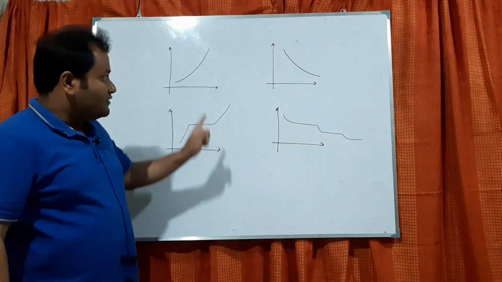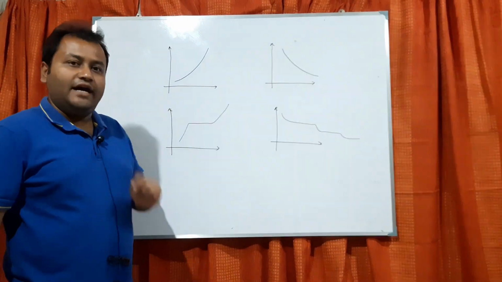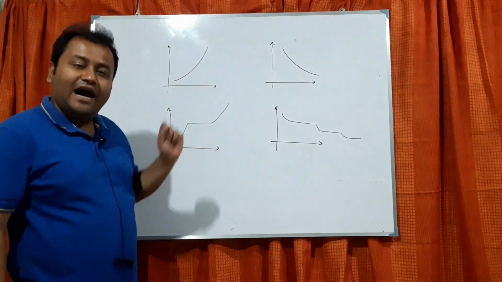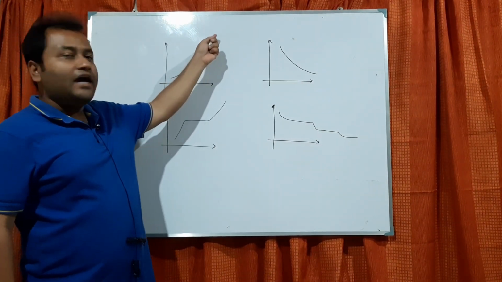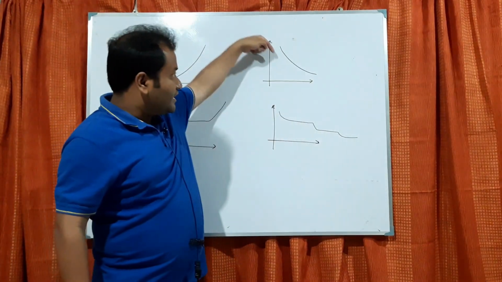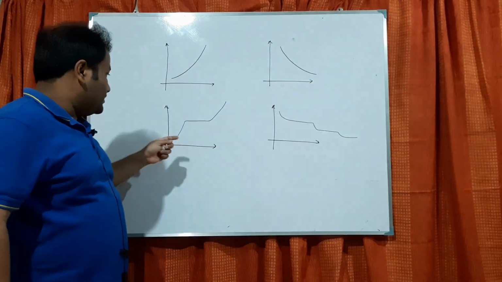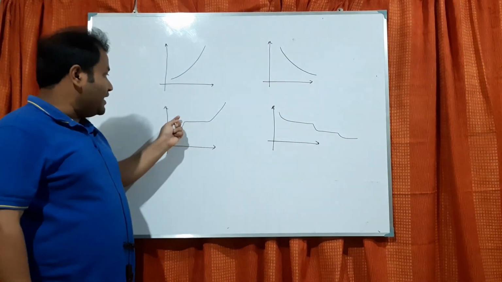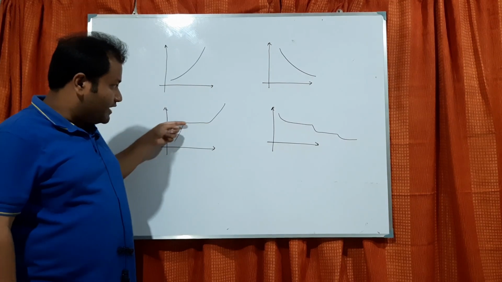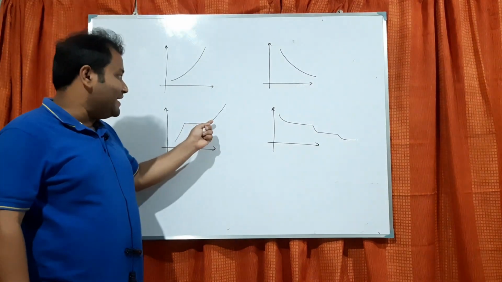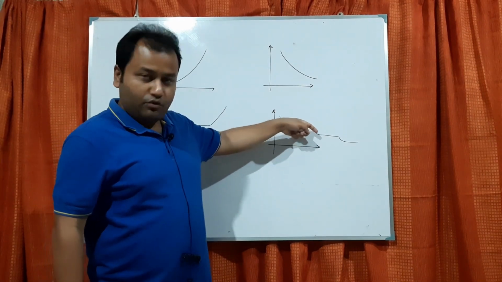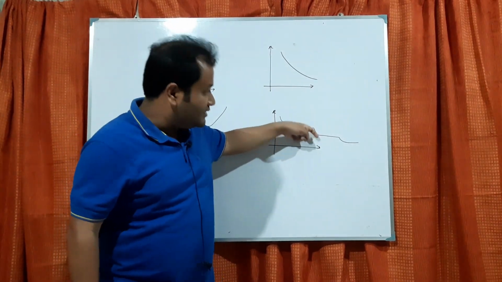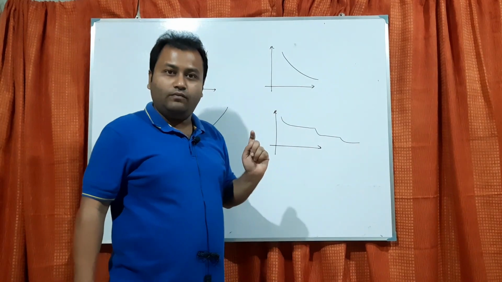Friends, carefully look at the board. There are 4 diagrams. Look at the nature of the curve. In the first curve, the curve is going up. In the second curve, the curve is going down. In the third curve, the curve is going up, then flattens for some period, then again goes up. In the fourth curve, the curve is going down. After some time it is constant, then again going down.